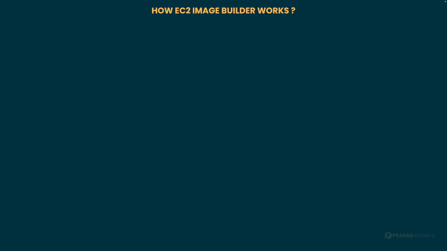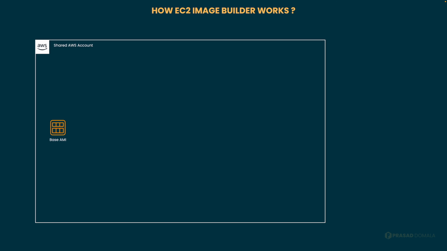Now let's briefly talk about how EC2 Image Builder works. The first piece of config for Image Builder is the base AMI. It can be any official image from AWS like Amazon Linux, Ubuntu, or Windows. It can also be a third-party AMI from various vendors on AWS Marketplace. Or it can be our own private AMI built within our AWS account. Image Builder takes this base AMI and installs or configures all the software packages.